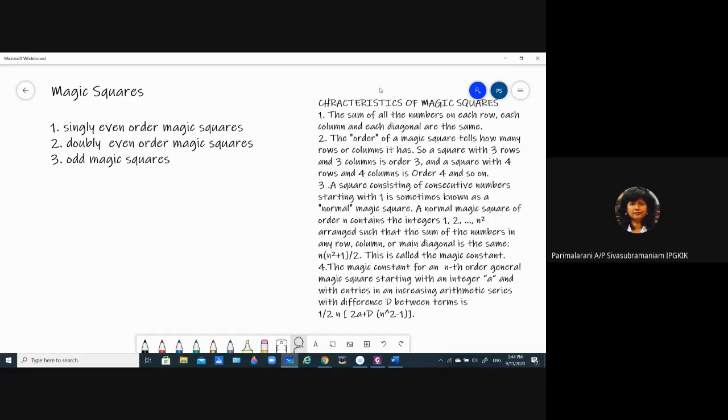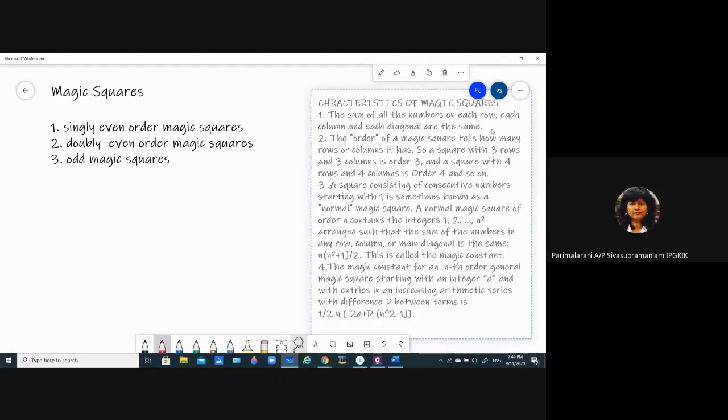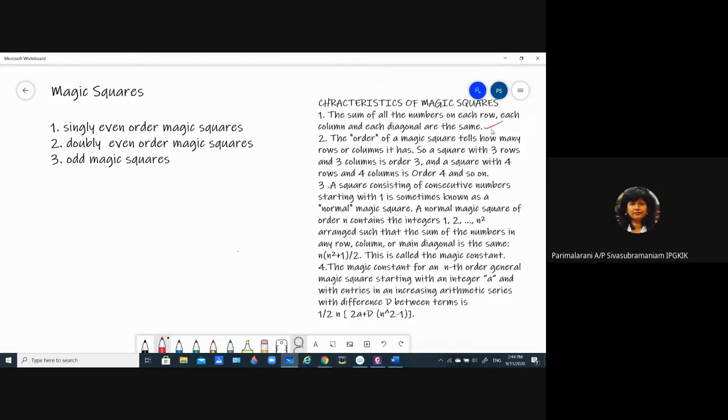So let's look at some of the characteristics of magic squares. We know that the sum of all the numbers on each row, each column and each diagonal are the same. So this is the first characteristic of magic squares.